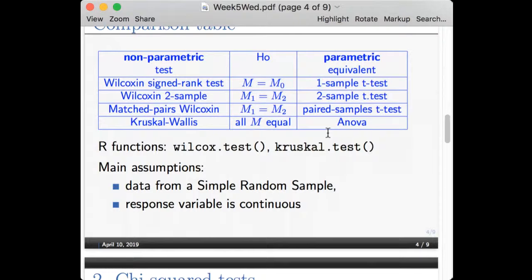Later, next week when we're doing correlation, you'll see there are some non-parametric versions of the basic correlation test as well. But you'll learn about that next week.